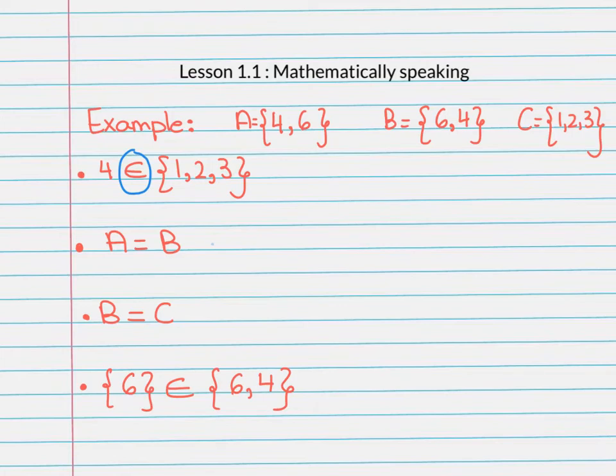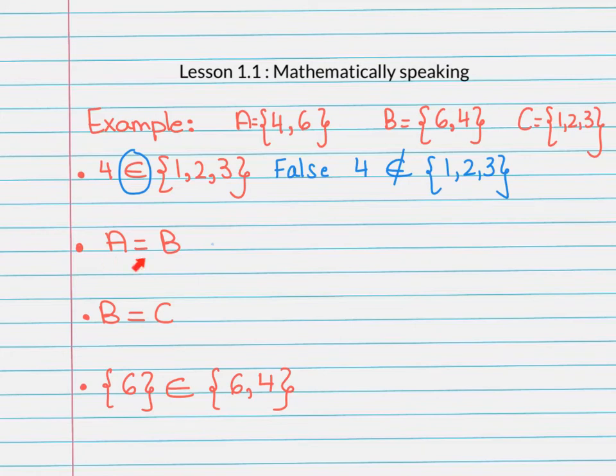We look at condition 2. Is the element 4 found in the set? No, I can't find 4 in the set, so this statement is wrong. 4 does not belong to 1, 2, 3. It's not part of the set that has the elements 1 and 2 and 3. Statement number 2.